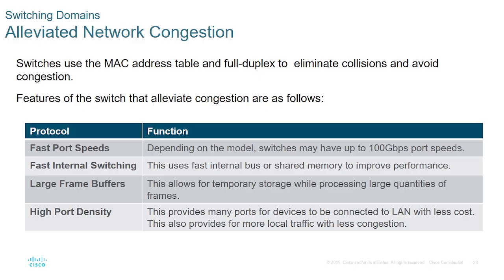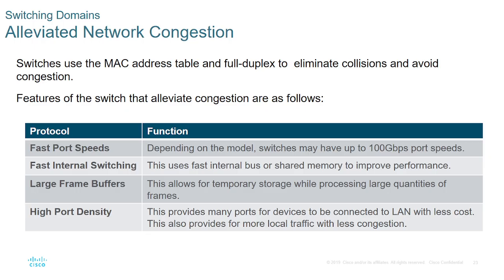Large frame buffers. Buffers, remember, are where frames are first stored before they are sent out to the egress ports. So some switches have large frame buffers to allow for temporary storage and processing of large quantities of frames to improve congestion. And high port density. This provides for many ports for devices connected across the LAN at least cost, and also provides for more local traffic with less congestion. So Cisco switches support high density.